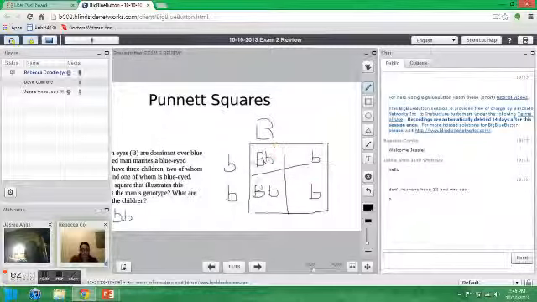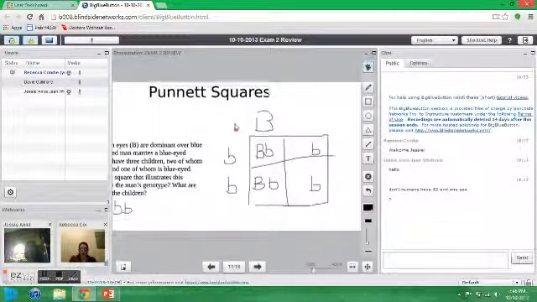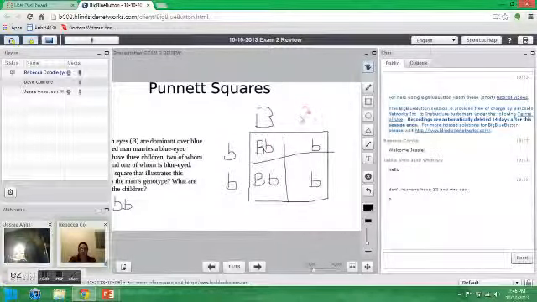So what are the phenotypes of these two children right here? Brown eyes, exactly. But if we look at the question, it says that they also have a blue-eyed child. So what do we need right here to have a blue-eyed child? Small b. Exactly, we need a small b up here. So it goes down.